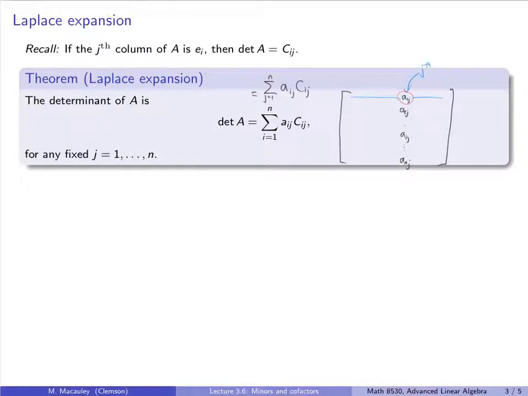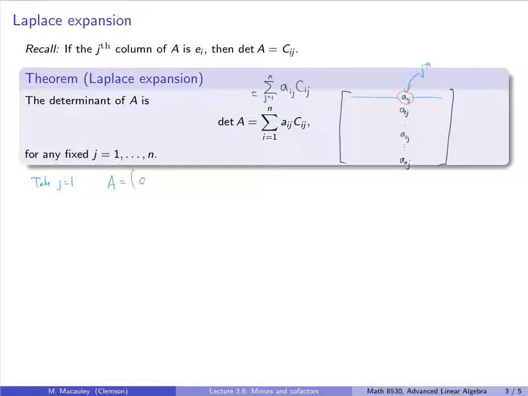Okay, so let's prove this. To simplify things, I'm just going to take j equals 1, and I will let you verify as an exercise for other j's. It's really no different. It just makes things slightly easier notationally. Okay, so let's suppose that A, let's write this in terms of its column vectors.